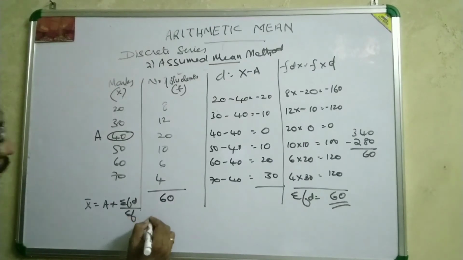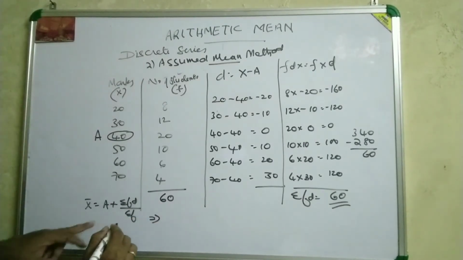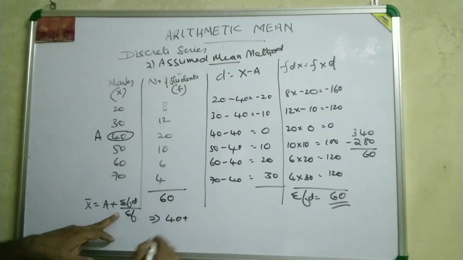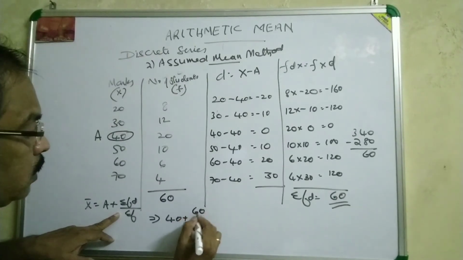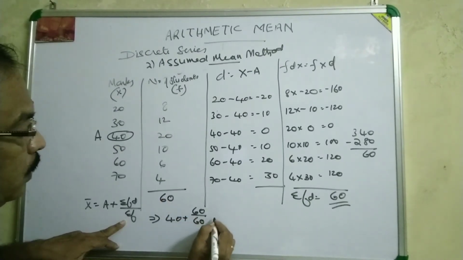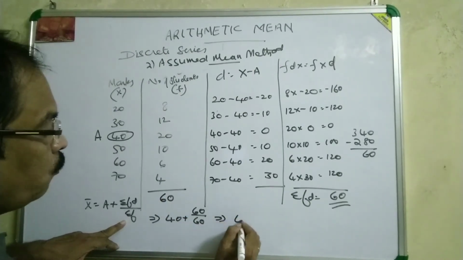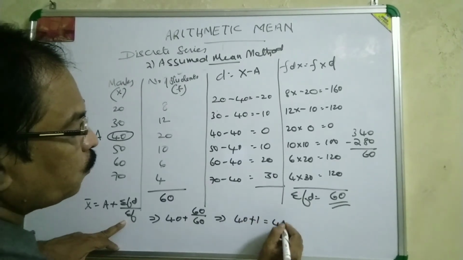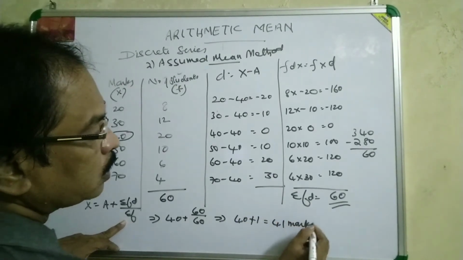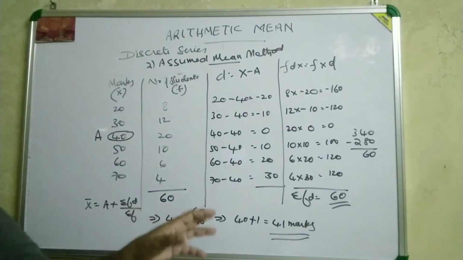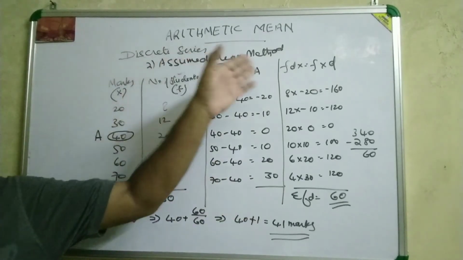So here we know the values. The values are a is 40, so that is 40 plus sigma fd is 60 upon sigma f is 60. So we are getting 40 plus 1, that is 41. So this is how we calculate arithmetic mean by assumed mean method.